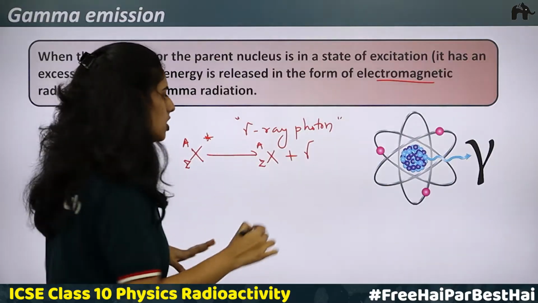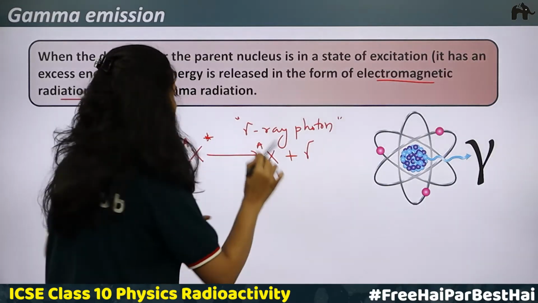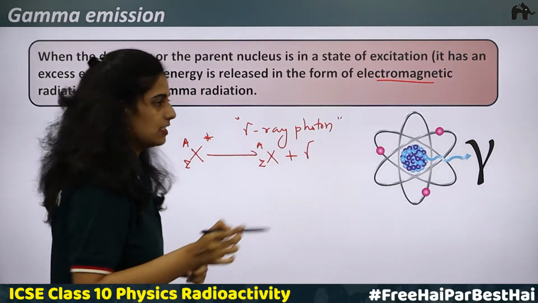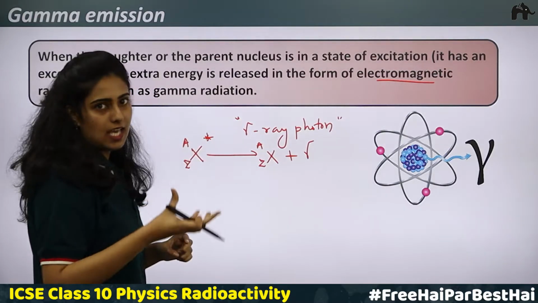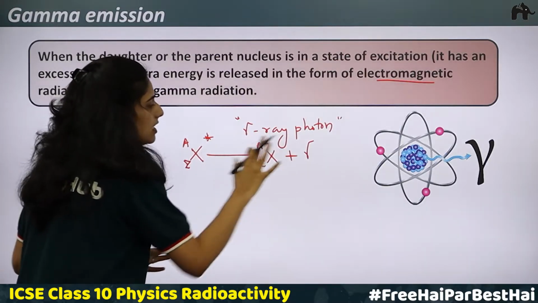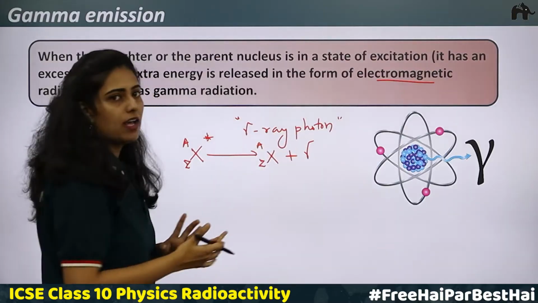For this gamma radiation, the atomic number and mass number will be 0. Which means you can see here that the mass number is not changing, and the atomic number is also not changing. Which means inside the nuclei there is no change happening. The same nuclei is there. The only thing is there is a release of energy as gamma radiation, or as a gamma ray photon.